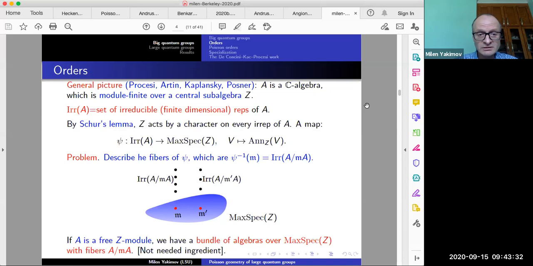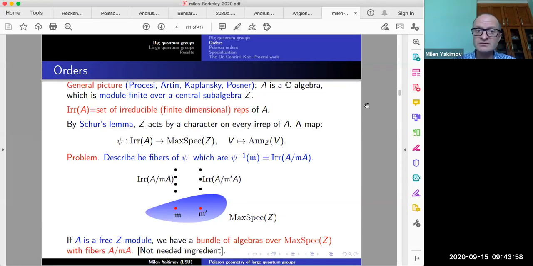So in general, this freeness is not a needed ingredient, and in many situations, we have a central subalgebra Z for which A is not a free module over Z. However, A is still finitely generated over Z. So from the previous slide, we see that the big quantum groups fit inside this picture, but there are lots of algebras in mathematics that fit into this picture.